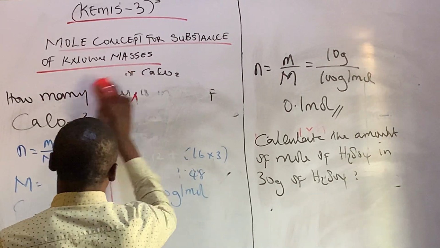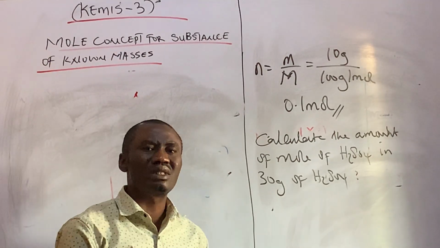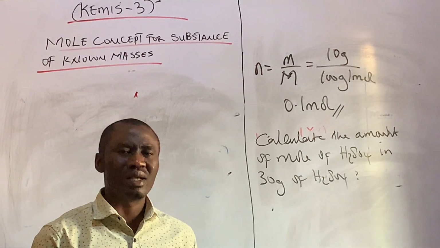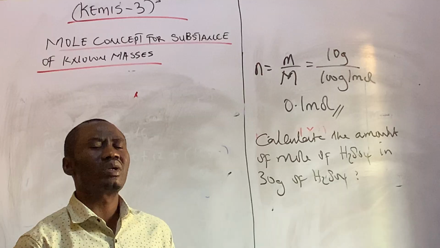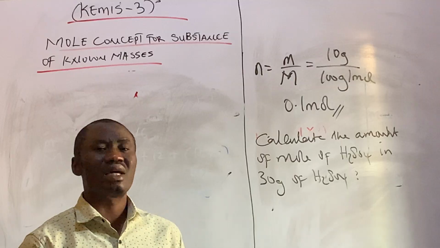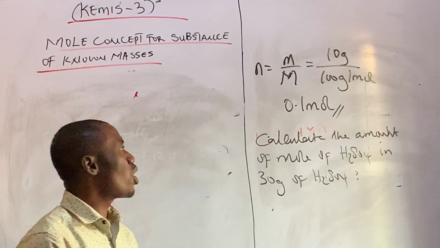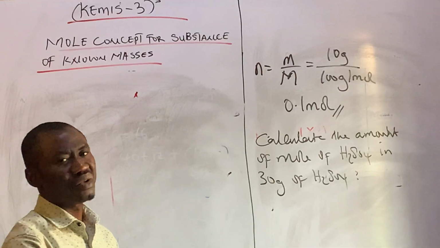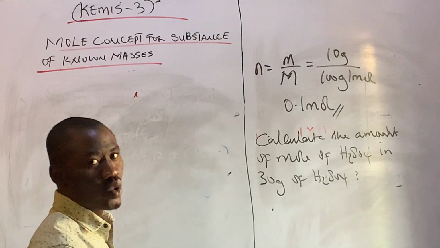Now, this is very easy. Why we are taking it little by little is because you need to understand this thing concept by concept. You need to understand the mole concept of substance of known masses, mole concept of a solution or mole relationship in a solution. You need to understand the mole concept for ideal gas, mole concept for elementary particles. I also need to understand the mole concept for gases at standard temperature and pressure. But we're going to take those lists I gave to you in sequence in the series of videos we'll be having. But now let's just focus on the mole concept of substance of known masses.